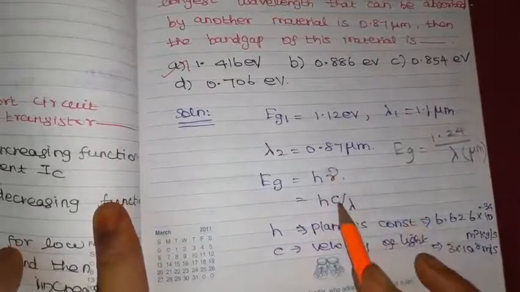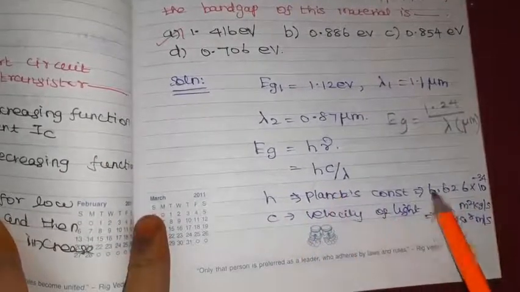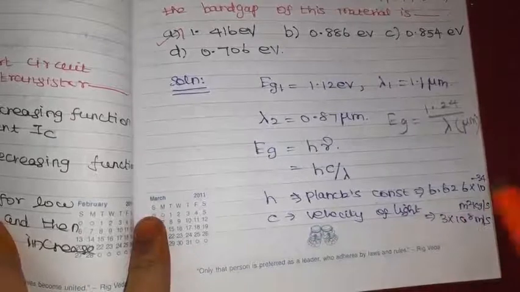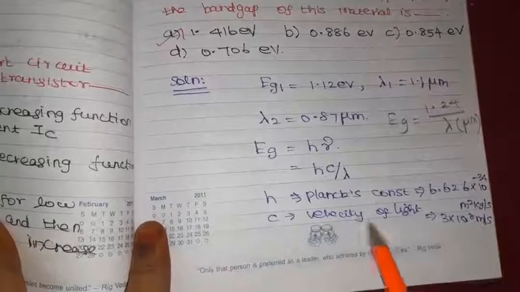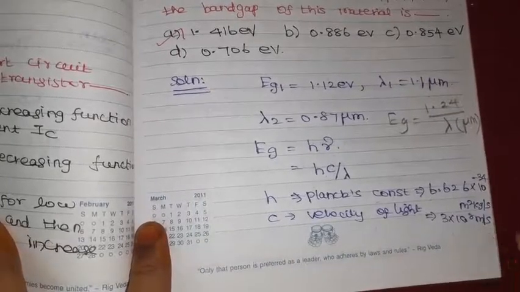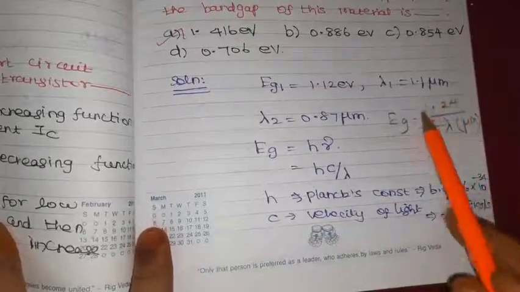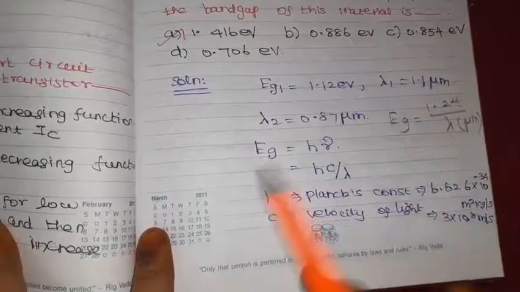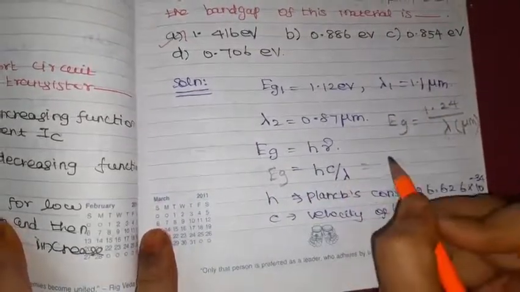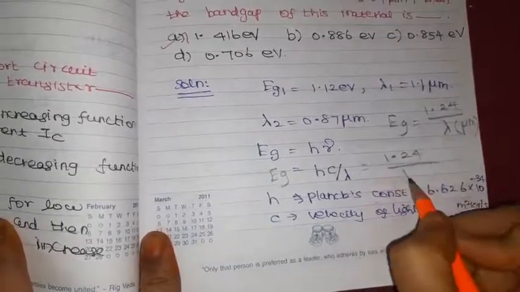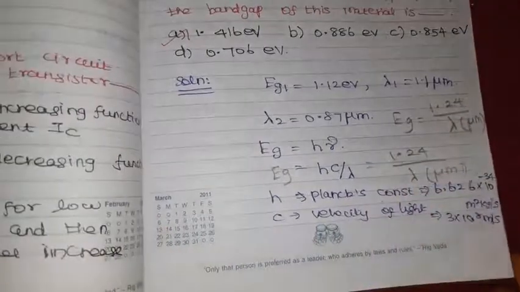Nu is nothing but c by lambda, right? h is Planck's constant, that is 6.626 into 10 power minus 34, and the unit is meter square kilogram per second. Then c is the velocity of light, 3 into 10 power 8 meter per second. Then substitute these values, multiply these two, and we will get Eg equal to 1.24 divided by lambda. That lambda value should be in micrometer. So this is the relationship. This is how we are getting this.